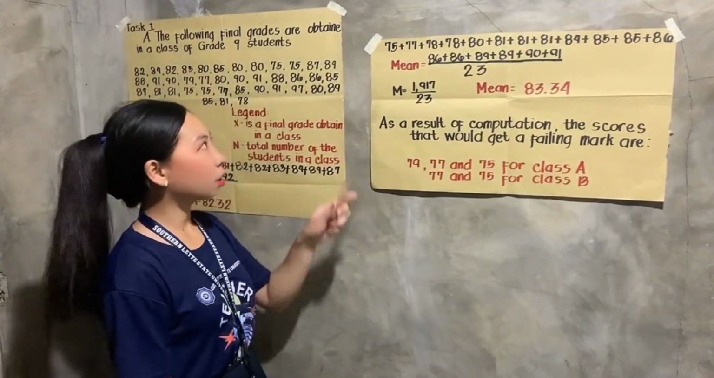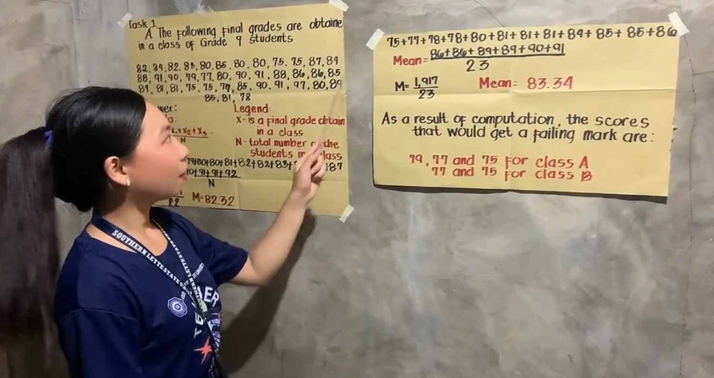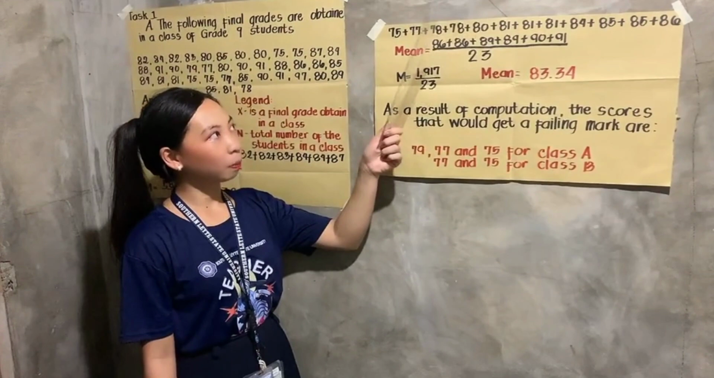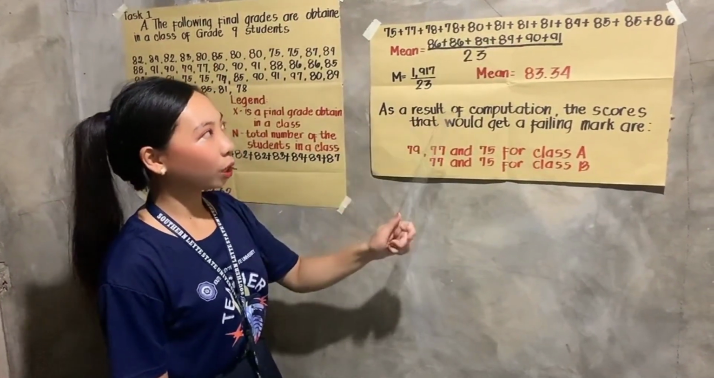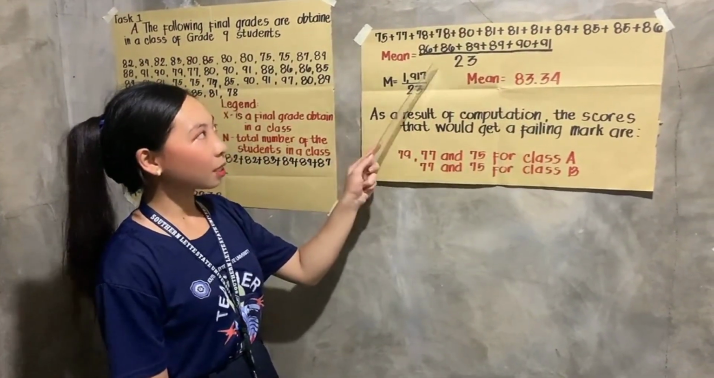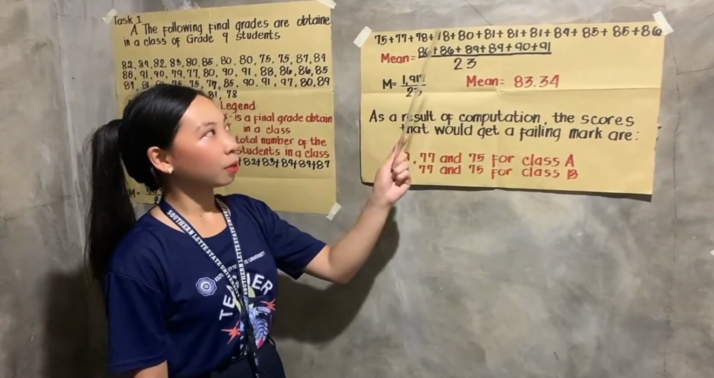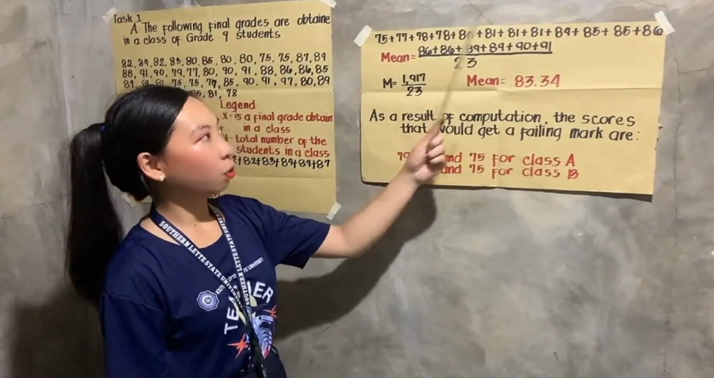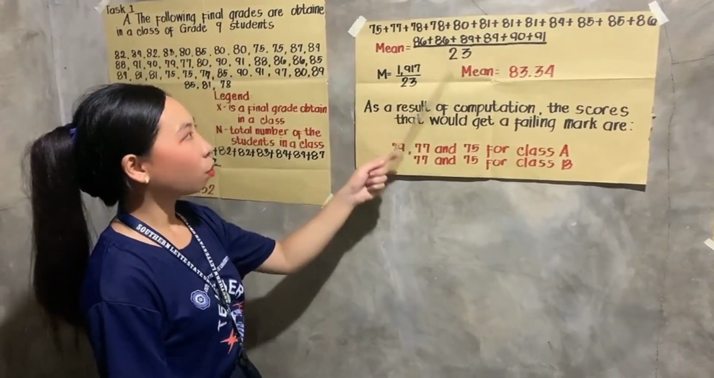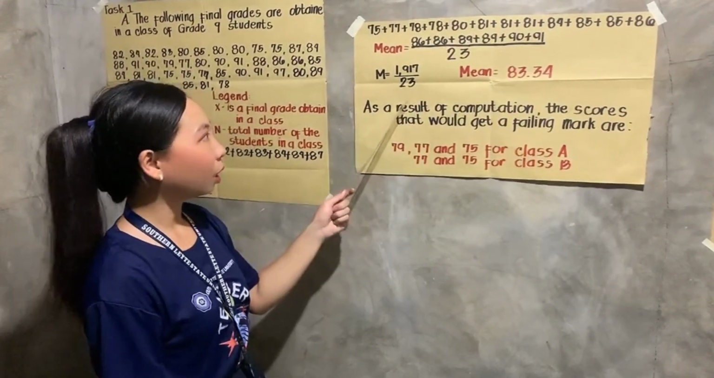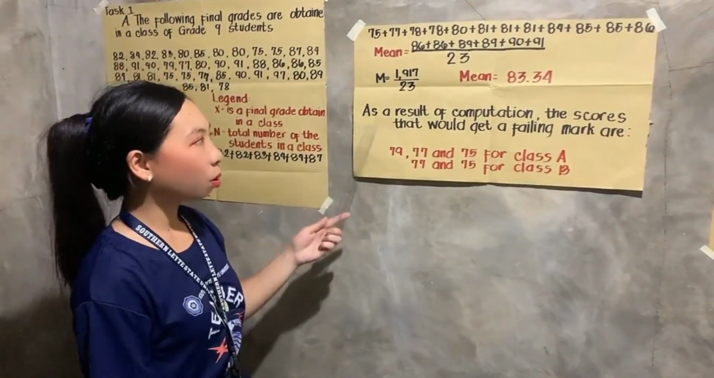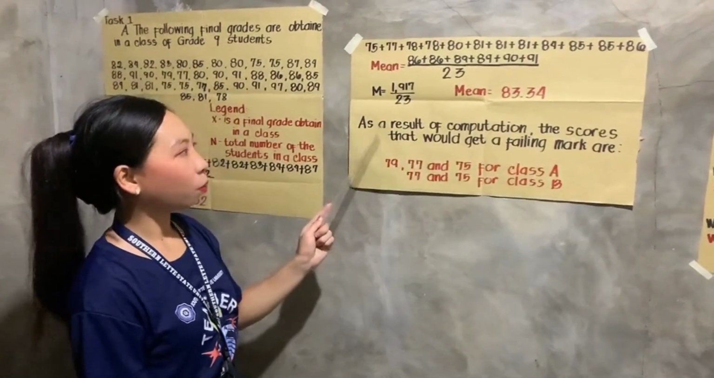So their grades started from 75 plus 77 plus 78 plus 78 plus 80 plus 81 plus 81 plus 81 plus 84 plus 85 plus 85 plus 86 plus 86 plus 86 plus 89 plus 89 plus 90 plus 91. That will be a total of 1,917 divided by the total number of the students, which is 23. The mean is 83.34.